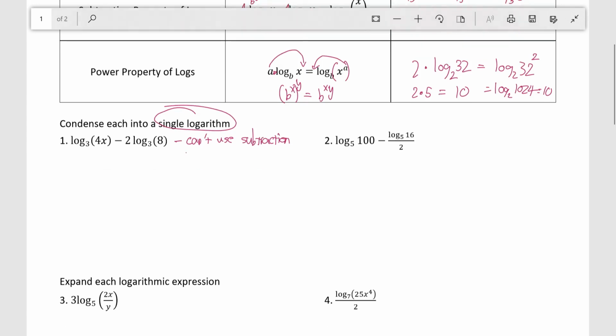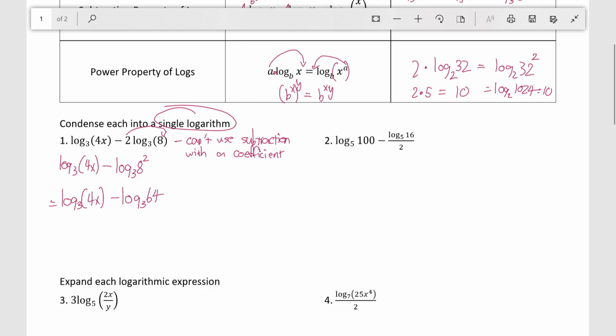So I can't use subtraction with a coefficient. But I do have a property that allows me to deal with coefficients. So I can make this coefficient into an exponent and rewrite this as log base 3 of 4x minus log base 3 of 8 squared. Alright? And then 8 squared is 64. So log base 3 of 4x minus log base 3 of 64.